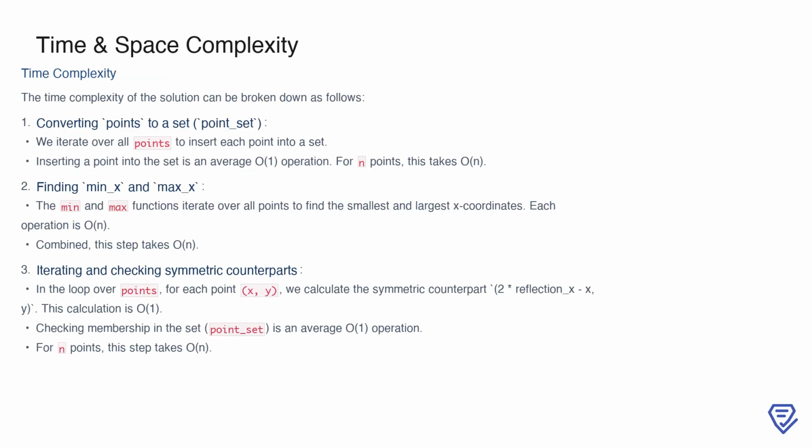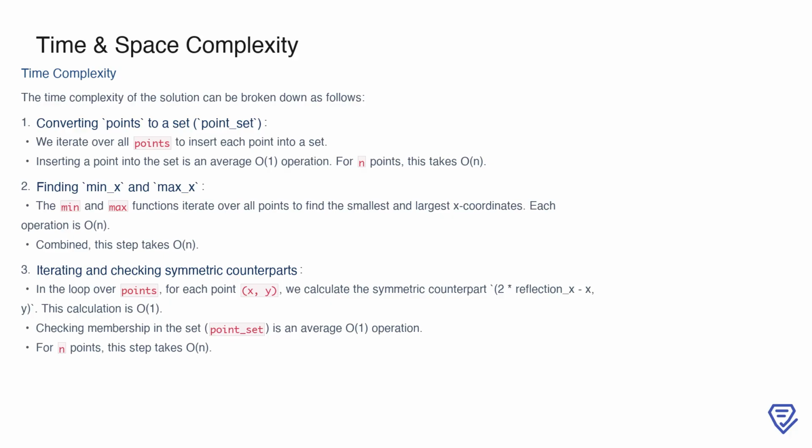To analyze the time complexity of our solution, let's break it down into its individual steps. First, we convert the list of points into a set, which we call point_set. This requires iterating over all the points in the input, and since inserting each point into a set is an average O(1) operation, the total time for this step is O(n) for n points. Next, we determine the minimum and maximum x coordinates of the points using the min and max functions. These functions also iterate over all the points once each, so finding min_x and max_x together takes O(n).